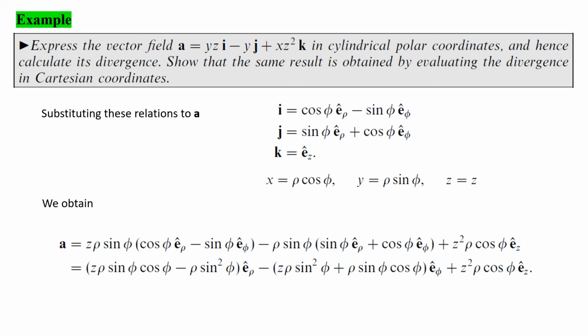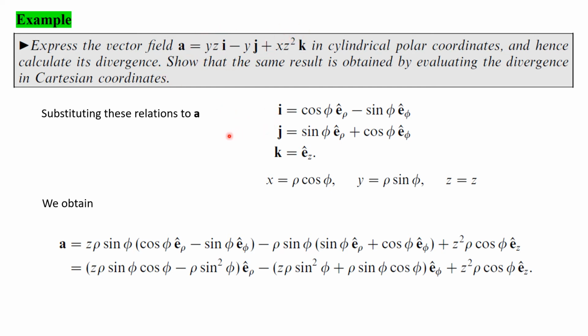So we now have the basis vectors i, j, and k in terms of e_ρ, e_φ, and e_z. And then remember that x is equal to ρ cos φ, y is equal to ρ sin φ, and z is just still equal to z. And you're going to use these relations in the vector field A to express it in cylindrical polar coordinates.